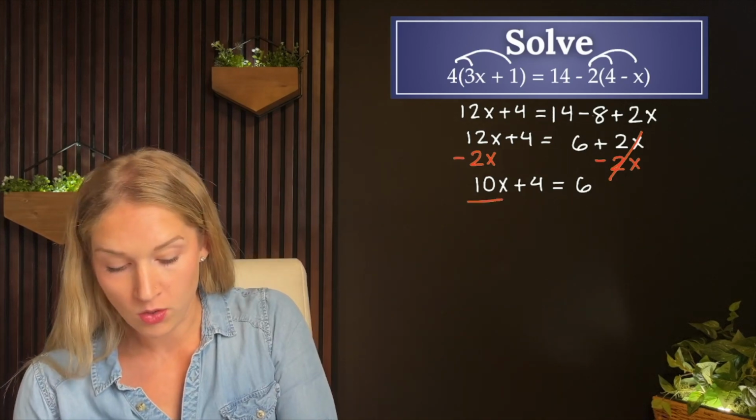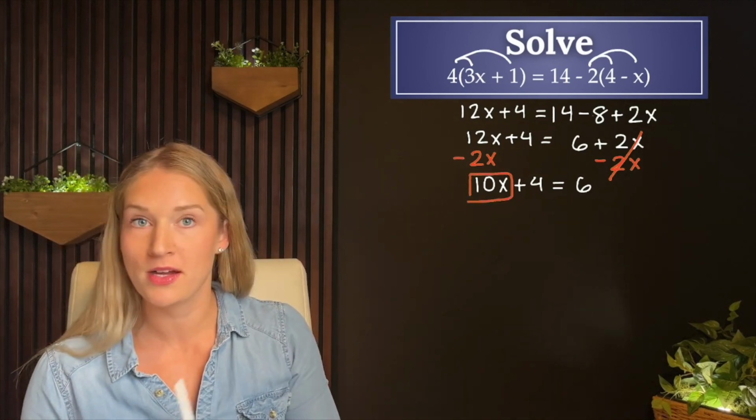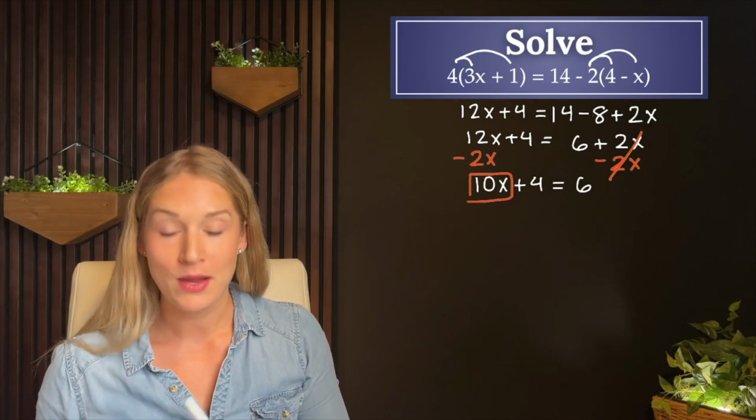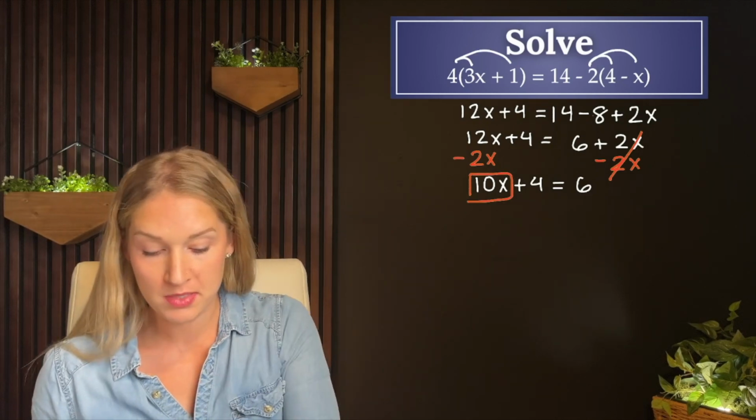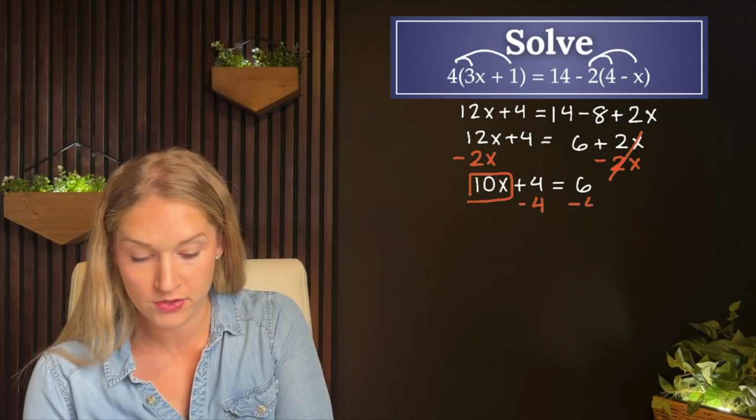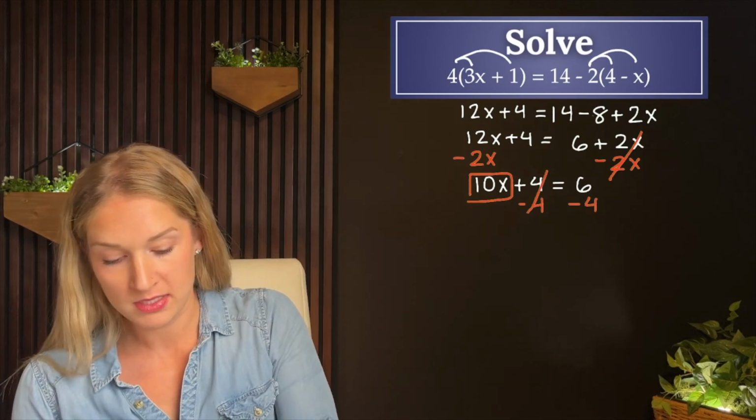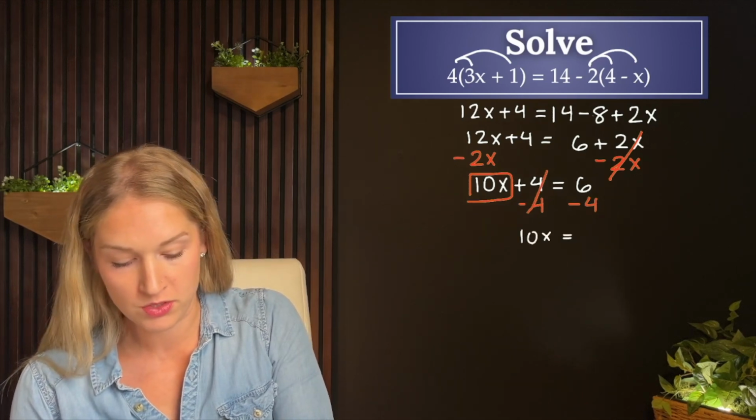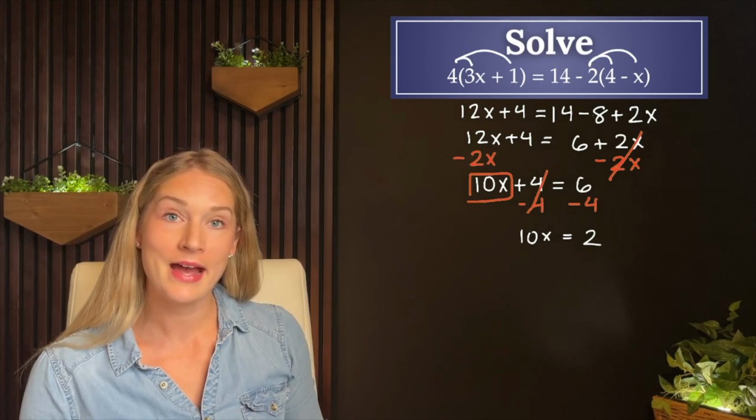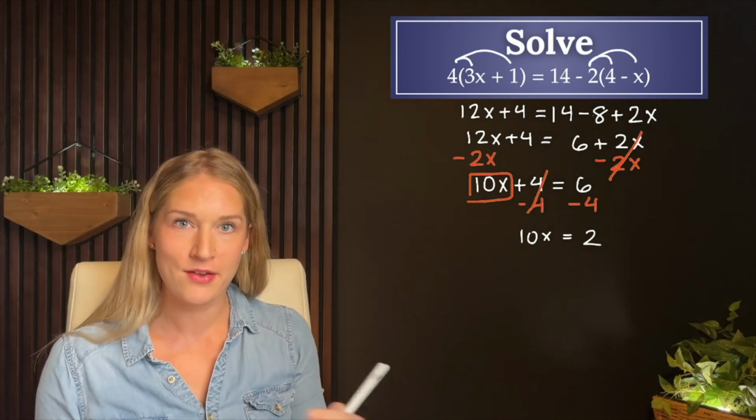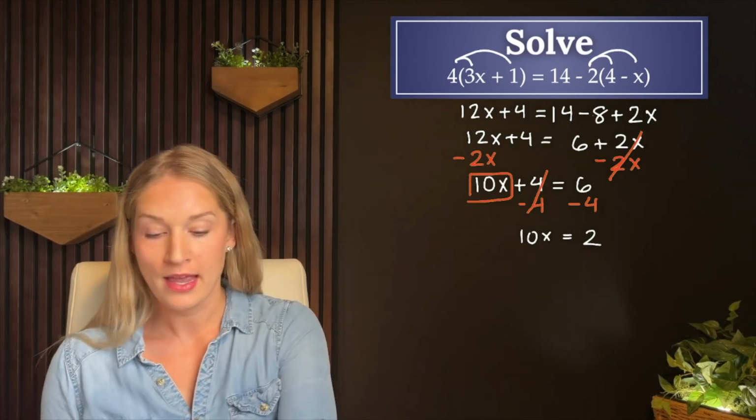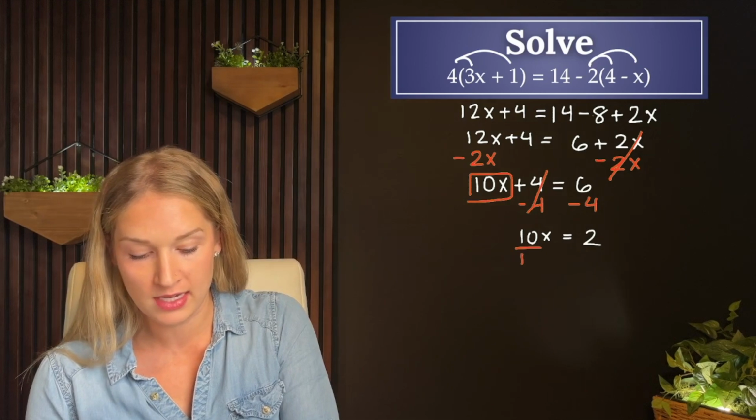I want to get the whole 10x term alone. I'm not going to worry about the 10 yet. I want to get the whole piece alone, so I'm going to subtract my 4 first. And that leaves me with 10x is equal to 2. And now I undo the 10. So you kind of work from the outside in. Move the 4, and now we get rid of that 10 by dividing.